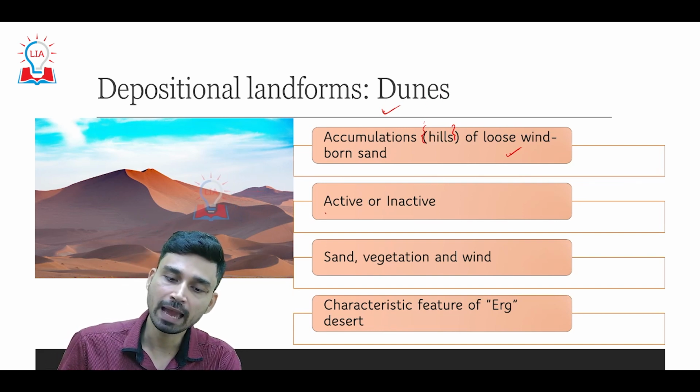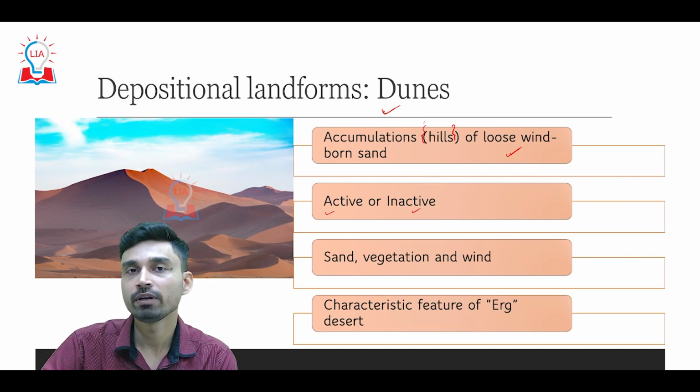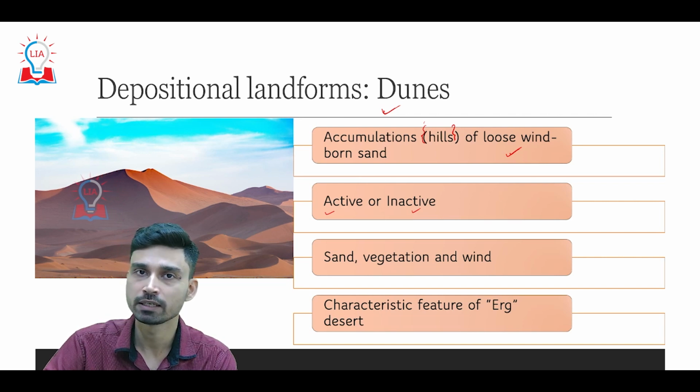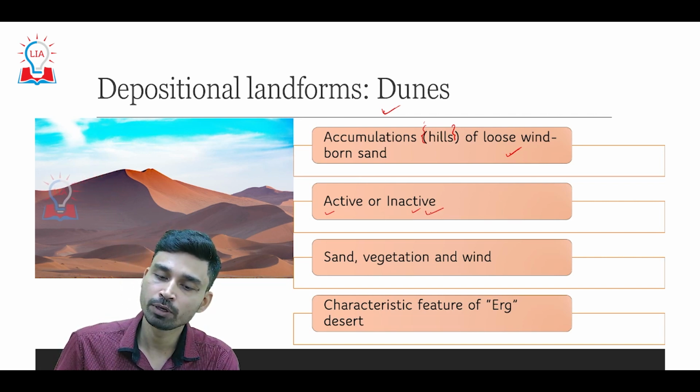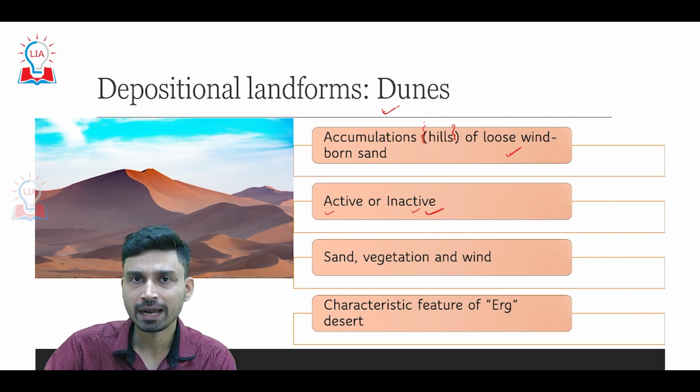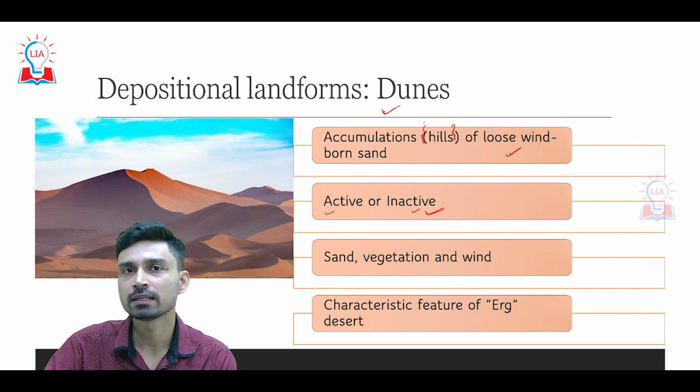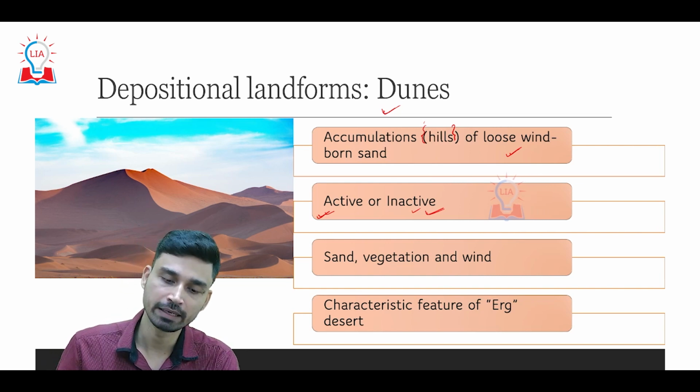Now, the dune can be active as well as inactive. Active dunes are those which are continuously in motion due to the blowing of the winds. On the other hand, inactive dunes are fixed in their place due to the presence of frictional barriers, such as vegetation, or some hilly or platform-like structure that might be preventing the movement of sands any further. Thus, we can divide the dunes into two types, active and inactive.